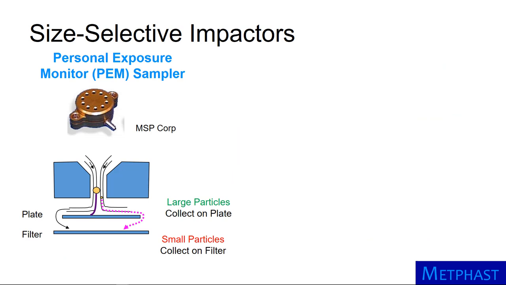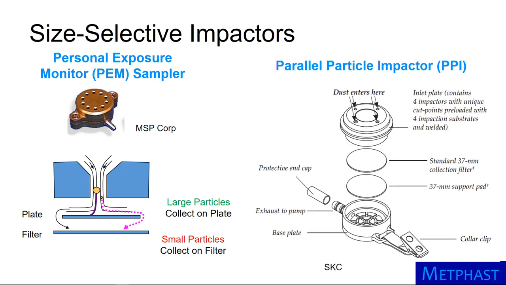There are also size selective impactors, such as the Personal Exposure Monitor (PEM) sampler or the Parallel Particle Impactor. In these samplers, larger particles collect on an impaction plate, and the smaller particles that remain airborne are collected on a filter. The parallel particle impactor is unique in that it has different diameter impactor nozzles to produce an efficiency curve closely matching either a thoracic or a respirable criteria at different airflow rates.